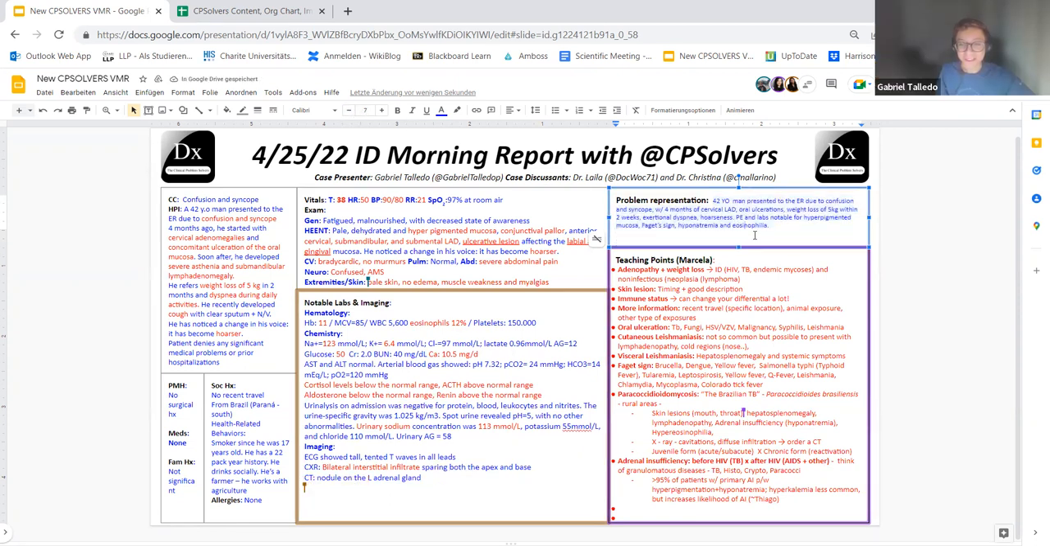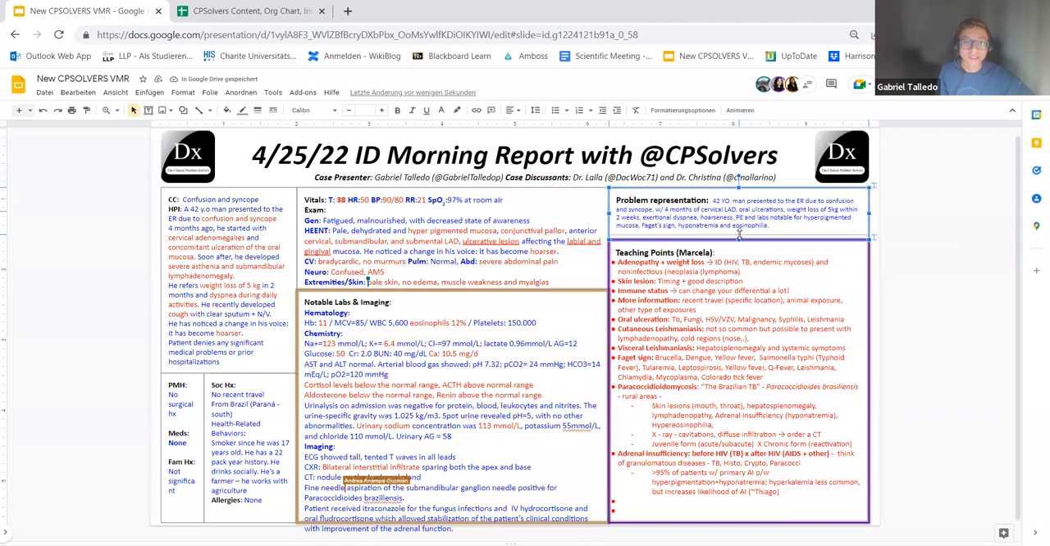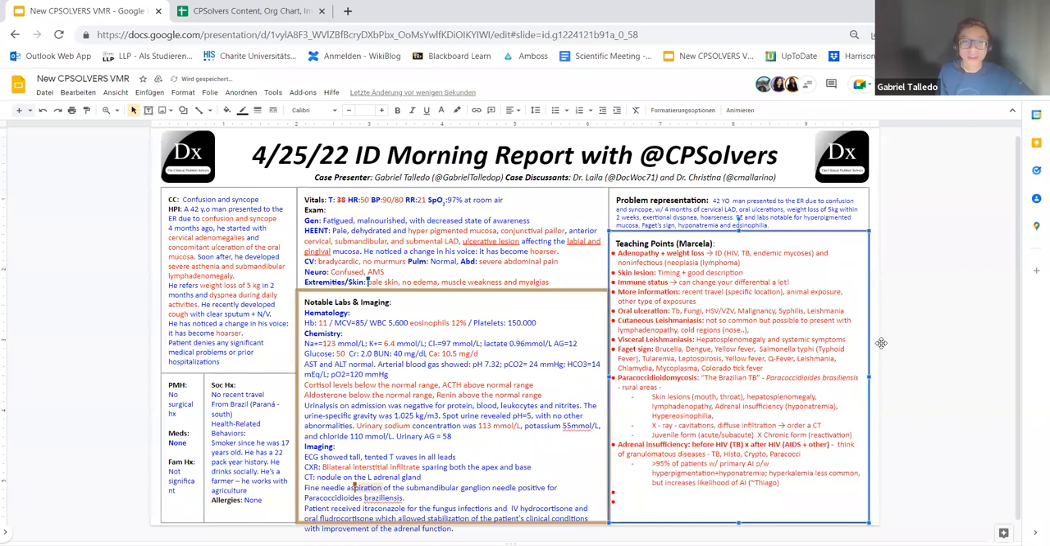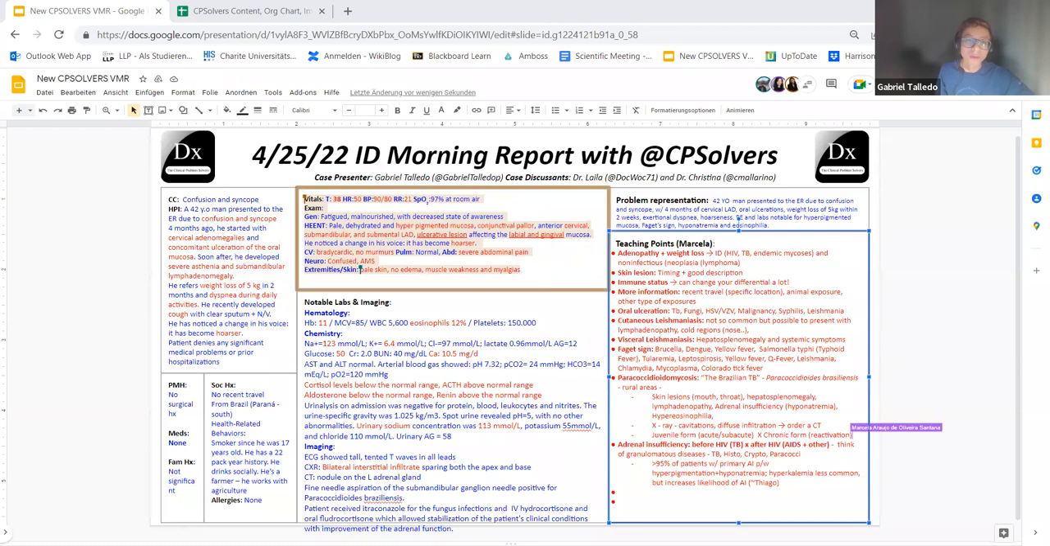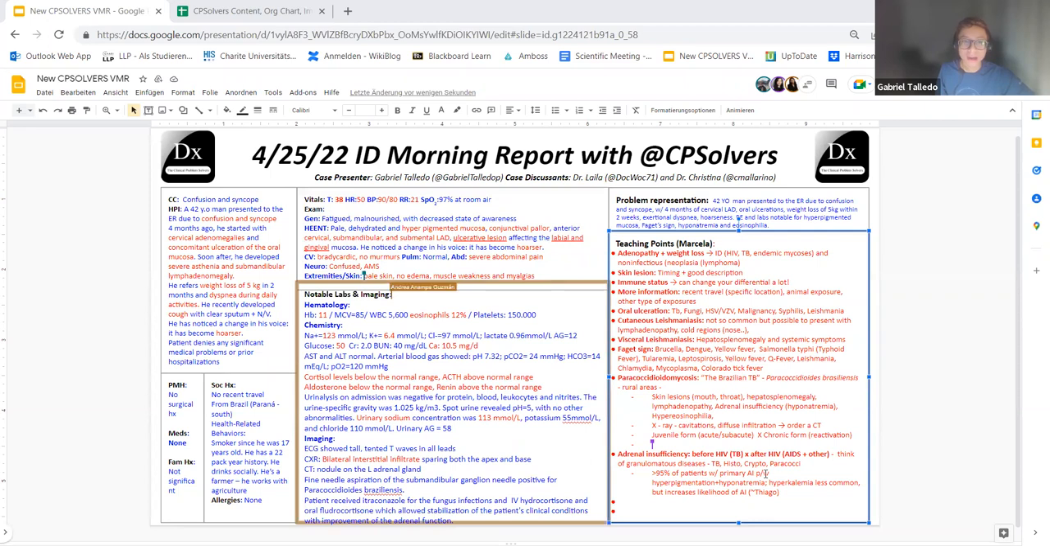Awesome. So you know the dish is key. So for this aliquot, the fine needle aspiration of the submandibular ganglion was positive for Paracoccidioides brasiliensis. And the patient started itraconazole for the paracocci, and hydrocortisone and oral fluocortisone, which allowed the stabilization of these clinical conditions with improvement of the adrenal function. So the final diagnosis was Paracoccidioides brasiliensis infection with adrenal insufficiency.